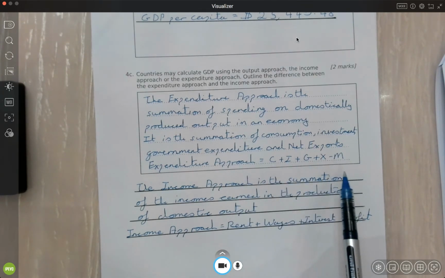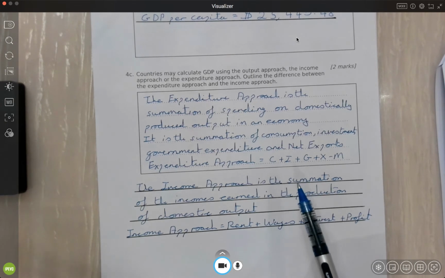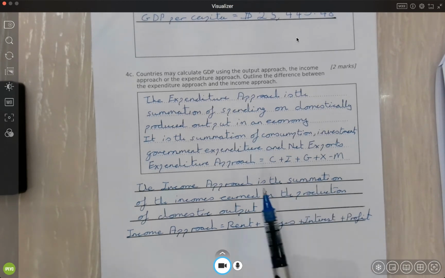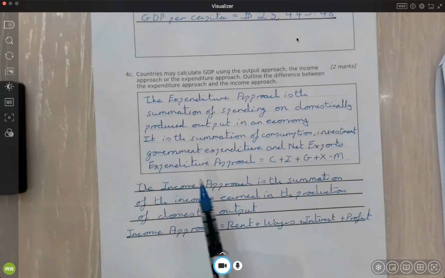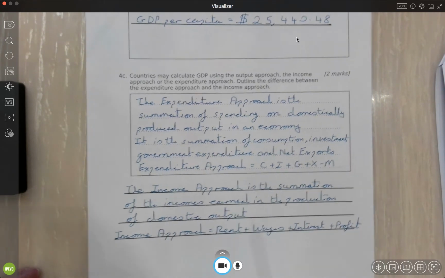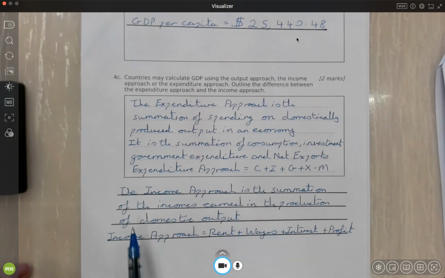Now, when an economy is in equilibrium, aggregate demand equals GDP, and it does. Aggregate demand is essentially equal to aggregate supply, whether it's long run aggregate supply or short run aggregate supply, depending on the time frame you're talking about. But that's where we're getting the expenditure approach equals C plus I plus G plus X minus M. Now the income approach, on the other hand, is the summation of the incomes earned in the production of domestic output.